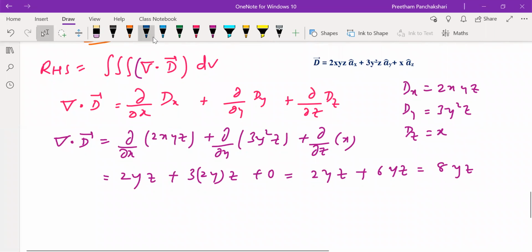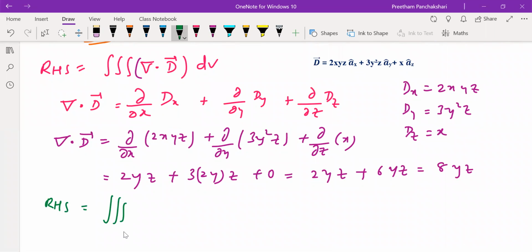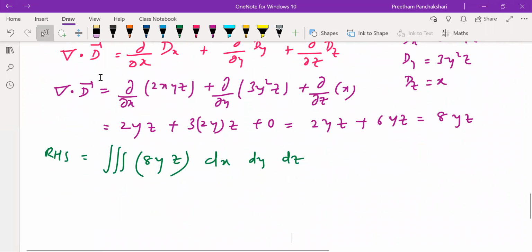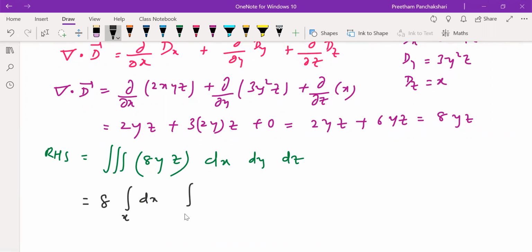Now, the right-hand side is the triple integral of del dot D, nothing but 8yz. The differential volume dV is dx into dy into dz for the Cartesian coordinate system. Now the triple integral with respect to x, y, z, 8 is constant. The first integral is with respect to x, there is only dx. Second with respect to y, so this is y dy. Third one with respect to z, that is z dz. Limits are -1 to +1, -1 to +1, -1 to +1.